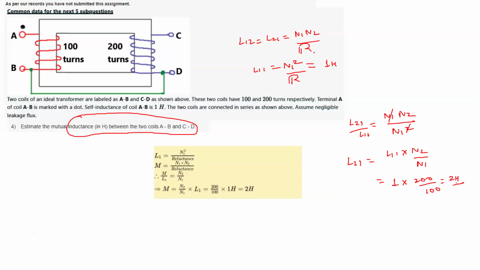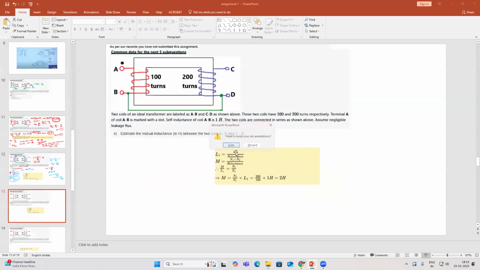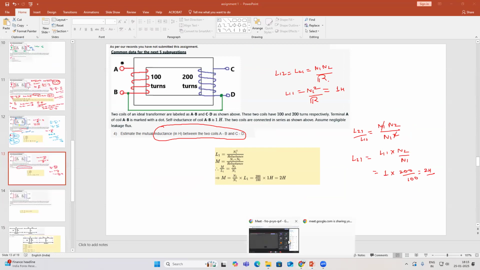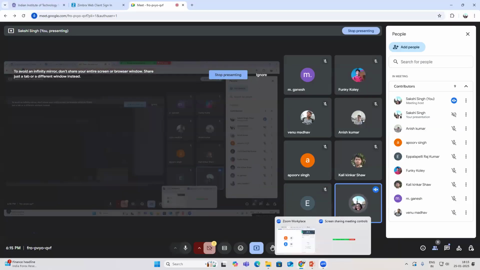Is this clear? These are very simple questions, nothing tricky, just direct mathematical manipulations. I hope this is clear.